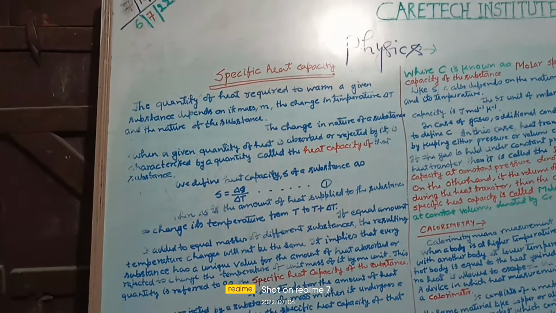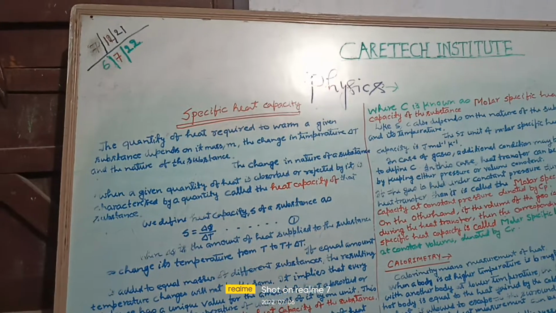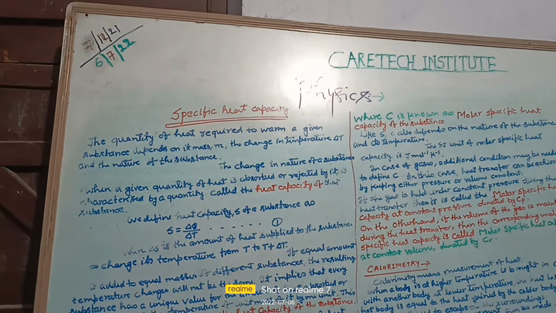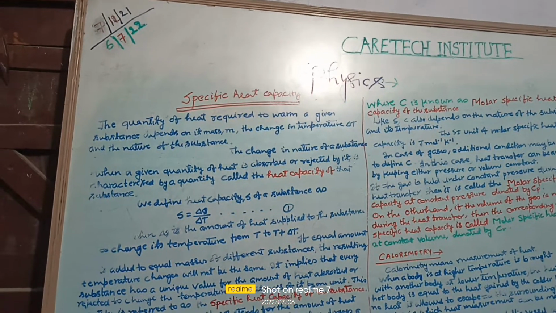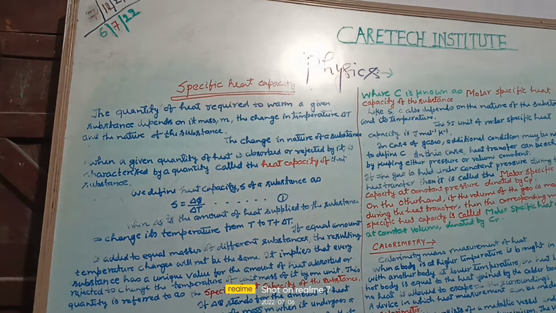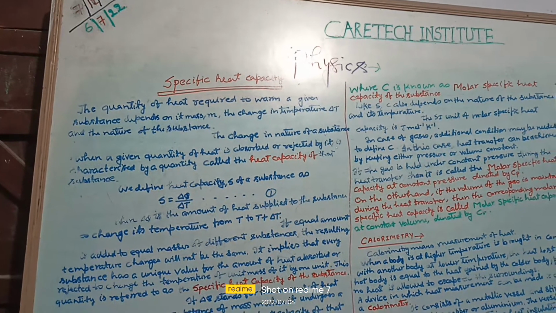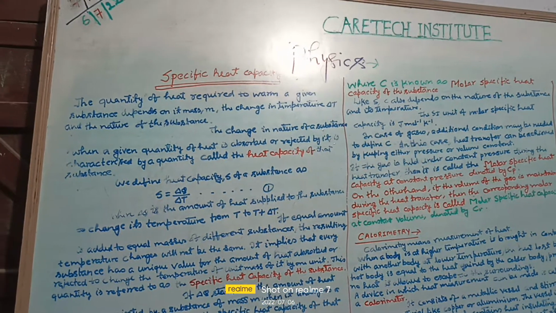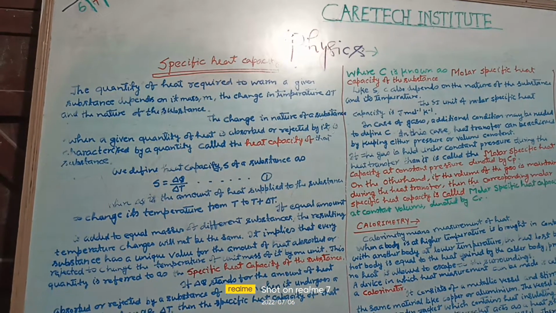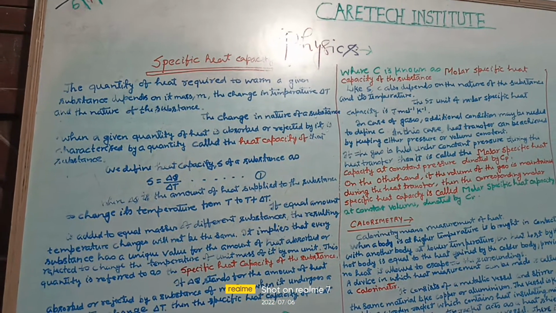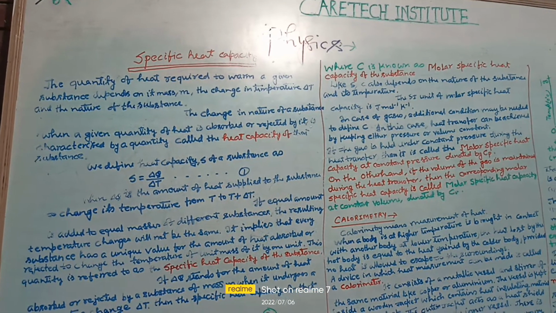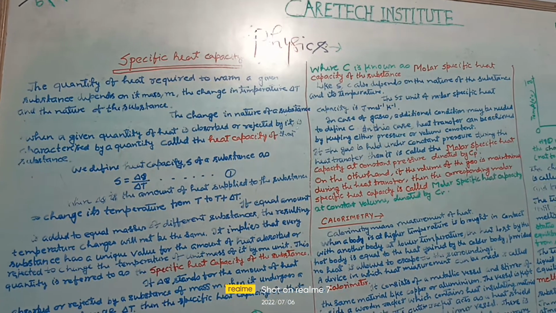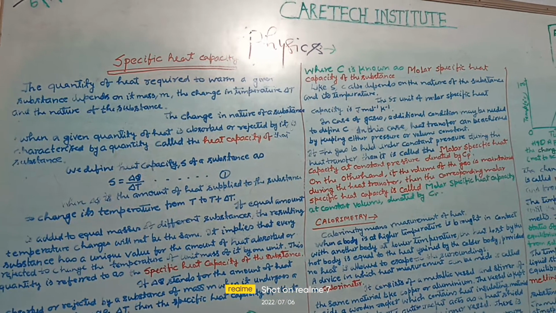Today we will study specific heat capacity. The quantity of heat required to warm a given substance depends on its mass m, the change in temperature delta T, and the nature of the substance. The change in temperature when a given quantity of heat is absorbed or rejected by it is characterized by a quantity called the heat capacity of that substance.